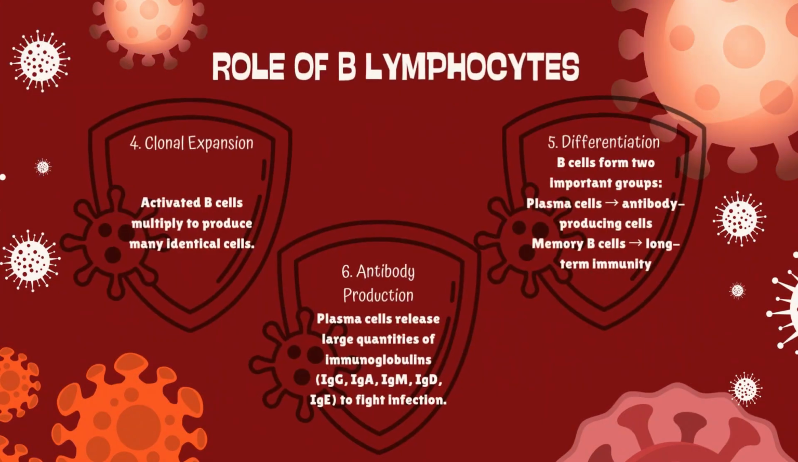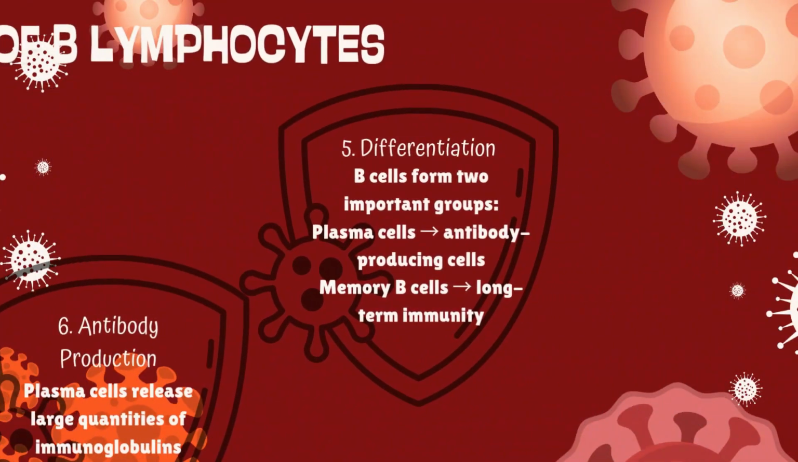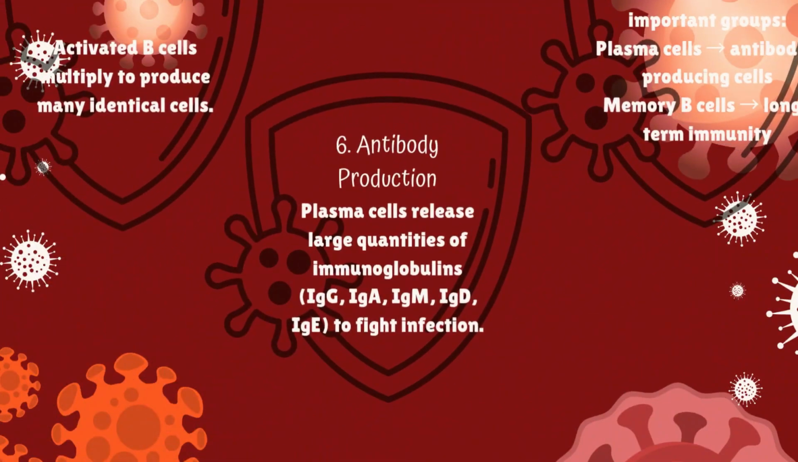Next, clonal expansion and differentiation. The activated B cell multiplies and forms two groups, which are plasma cells, which produce antibodies, and memory B cells, which remain in the body for long-term protection. Last but not least is the antibody production. Plasma cells release large amounts of antibodies, also called immunoglobulins, that circulate in the bloodstream and neutralize pathogens.